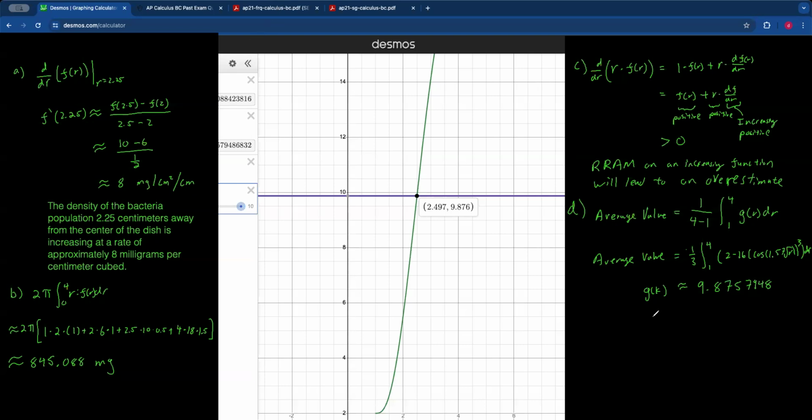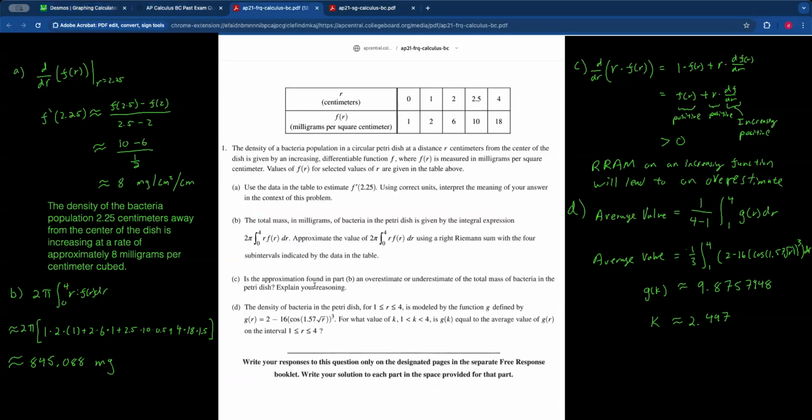This k will be approximately 2.497. And then going back to the question, it would say, for what value of k is g of k equal to the average value? So there you go, you found the value of k, and we're good to go.